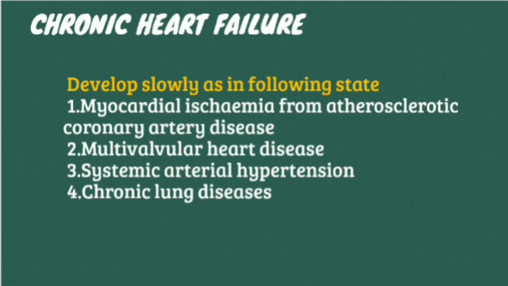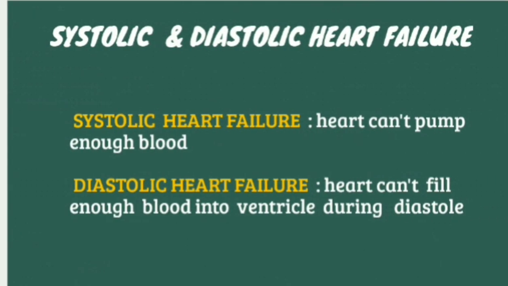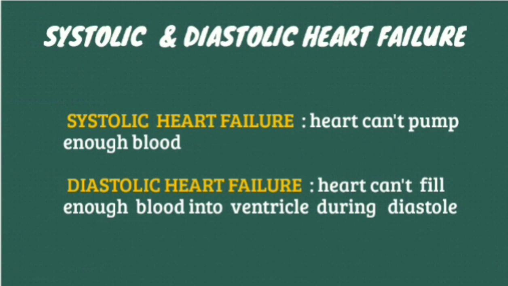So here, we discussed acute heart failure. There we learned one mnemonic. After that, we discussed some conditions that can lead to chronic heart failure. Actually, there is systolic heart failure and diastolic heart failure. Next, let's discuss that. Systolic heart failure can occur when the heart cannot pump enough blood. Diastolic heart failure occurs when the heart cannot fill enough blood into the ventricle during diastole, called diastolic heart failure.